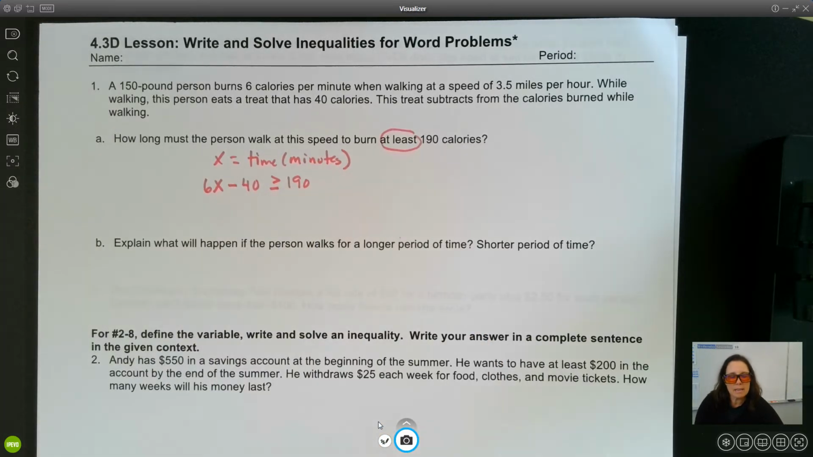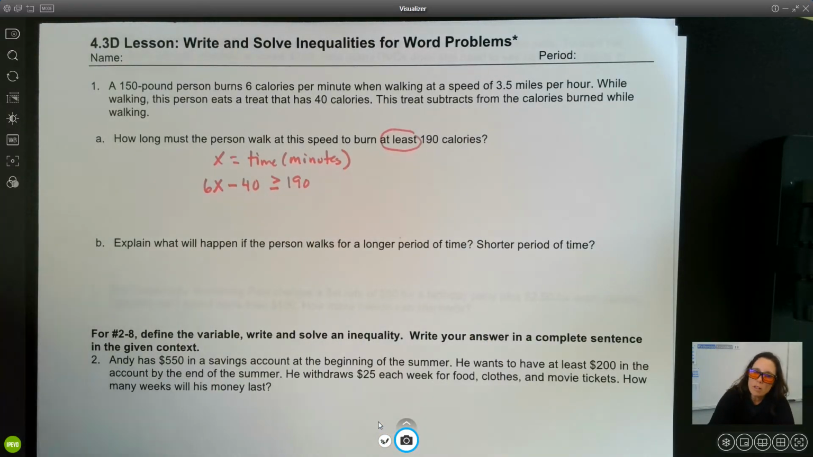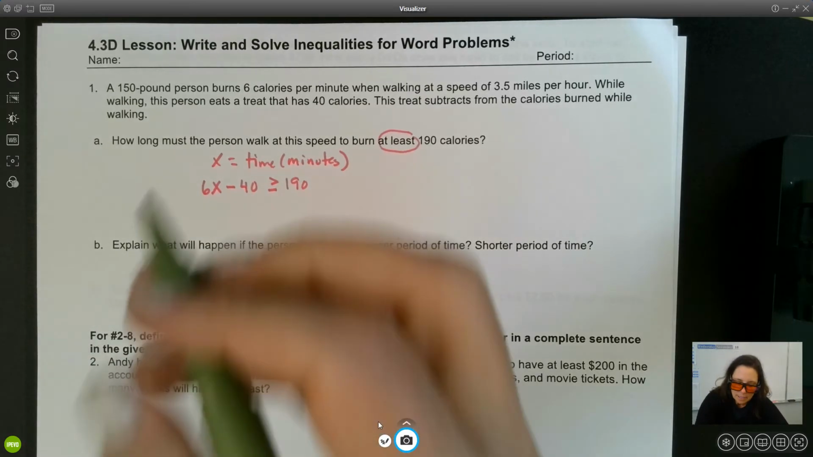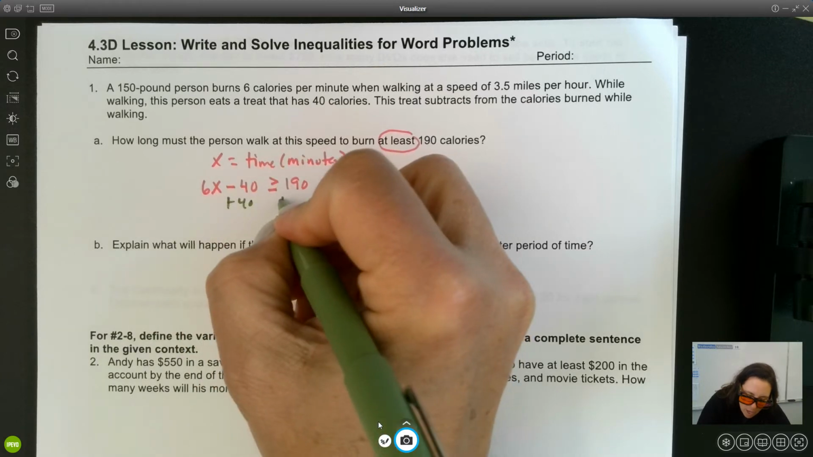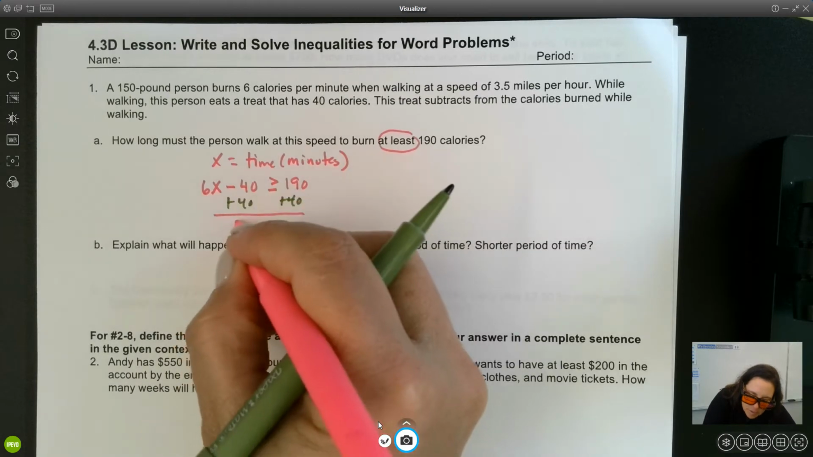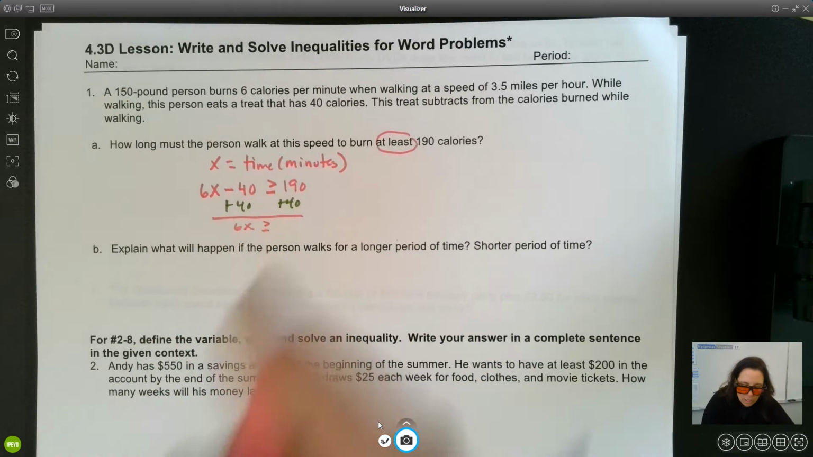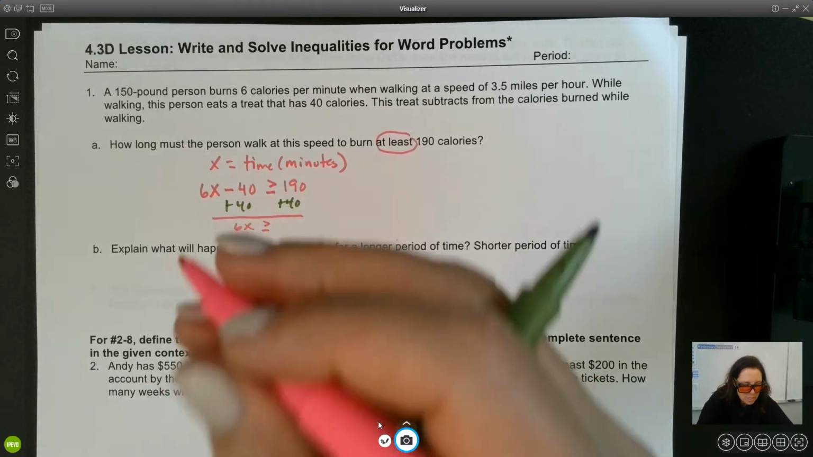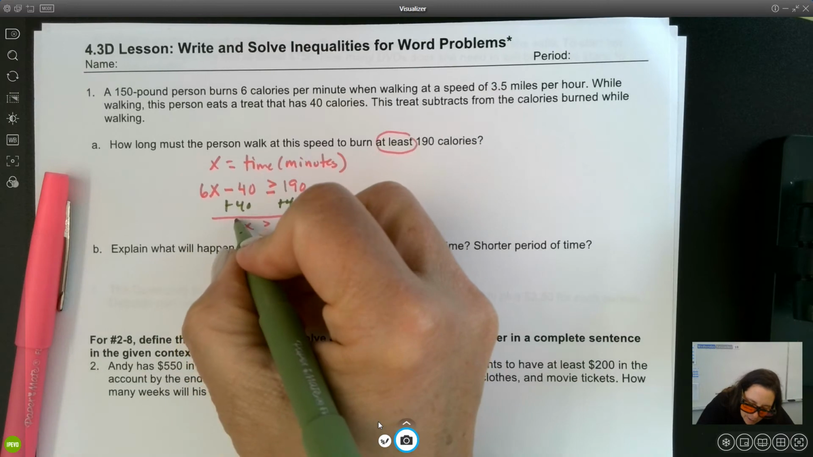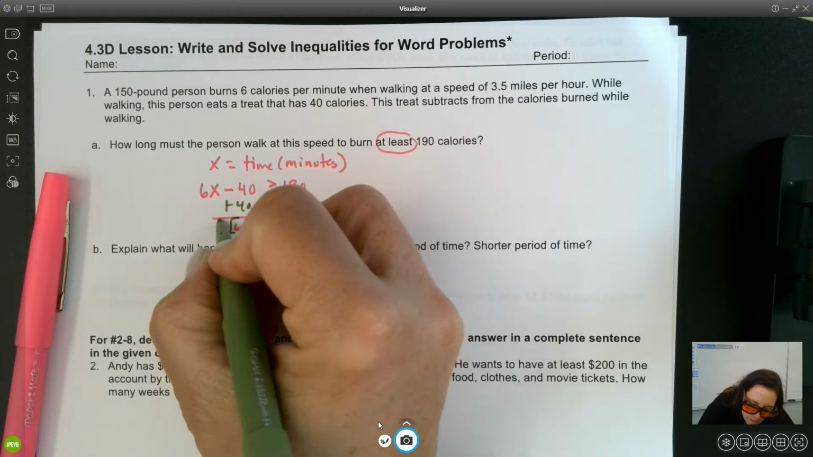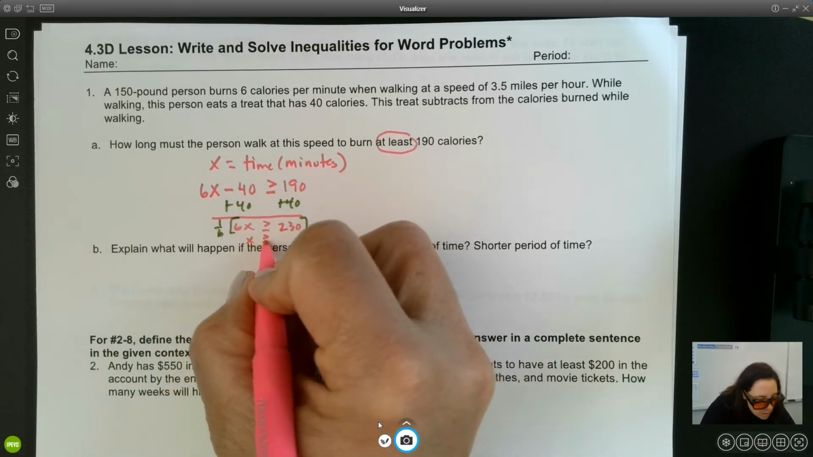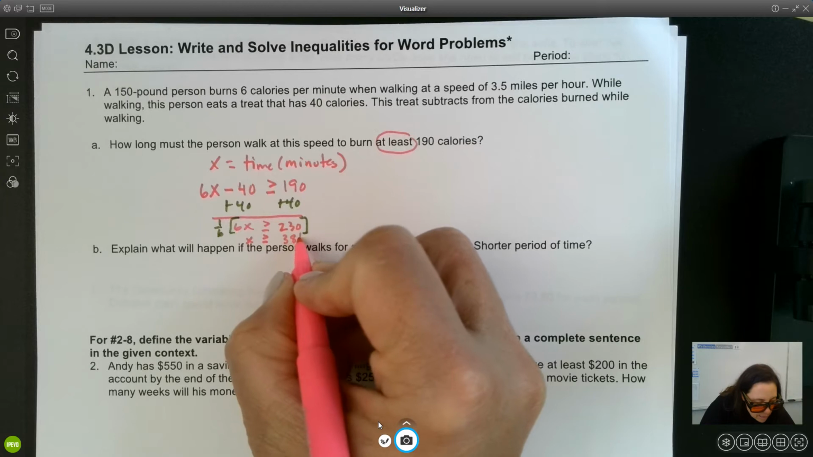Once you get that, it should be easy peasy. The solving part shouldn't be the hard part; it's the setup usually that's hard. If I add 40 to both sides, I end up with 6x is greater than or equal to 230. If I multiply by 1/6, I end up with x is greater than or equal to 38 1/3.